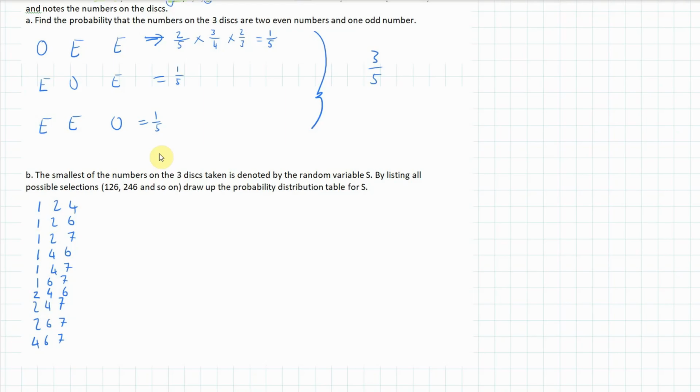So that's 5 choose 3 ways, isn't it? Which is 10. Yep, so we've got 10. 1, 2, 3, 4, 5, 6, 7, 8, 9, 10. Yep. Okay, now, smallest variable.